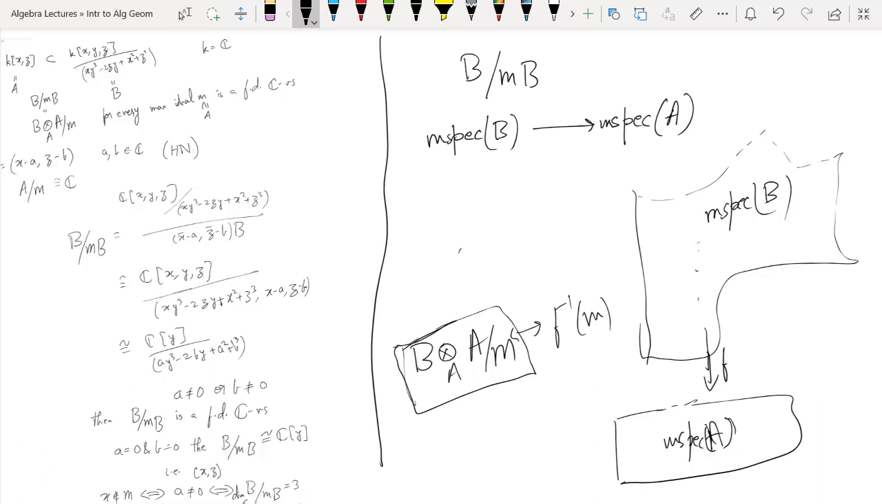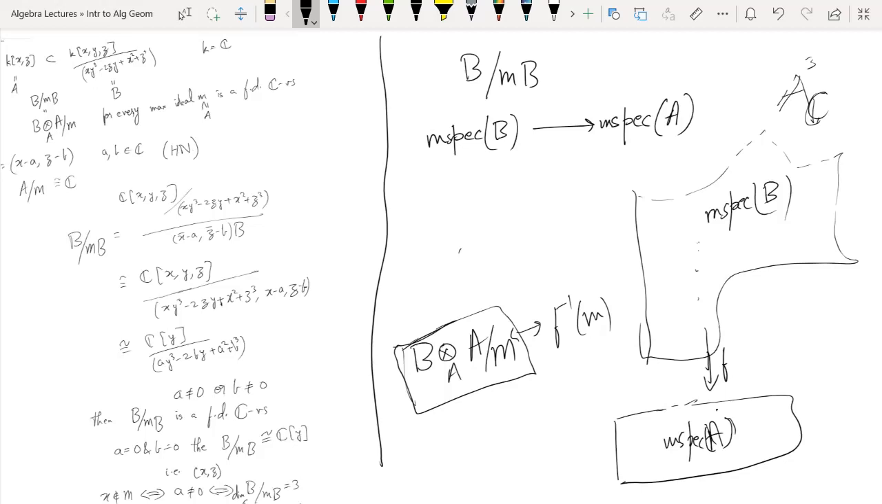So x is 0, z is 0, and y anything in this A3C is actually in this surface. Y anything means the y-axis. So the y-axis is part of this surface, and that whole y-axis contracts to the point x equals 0, z equals 0 in M spec A. So that's what happens.